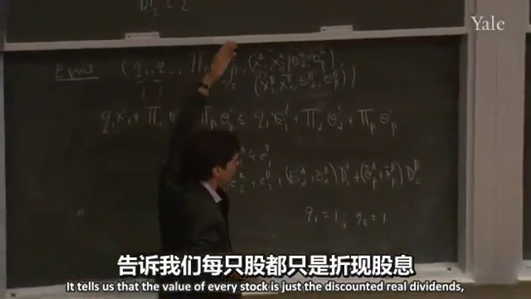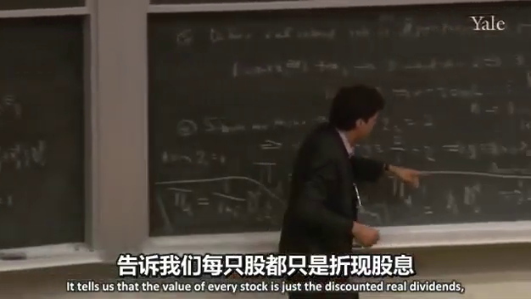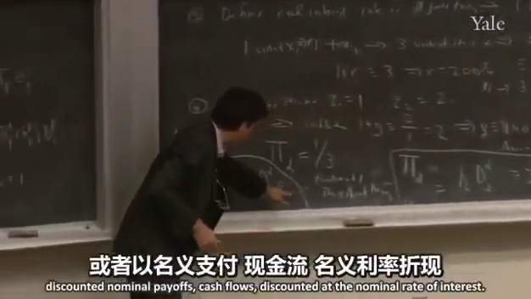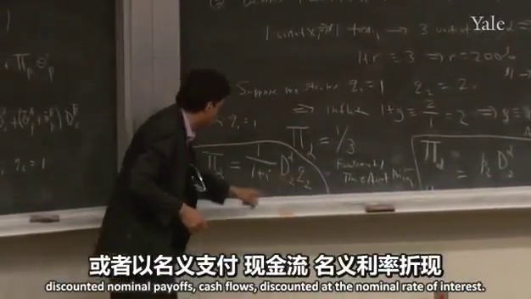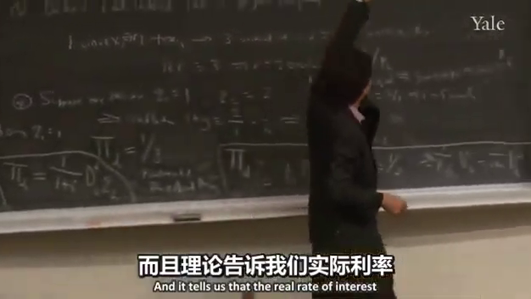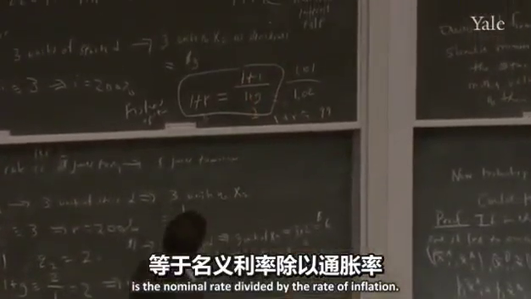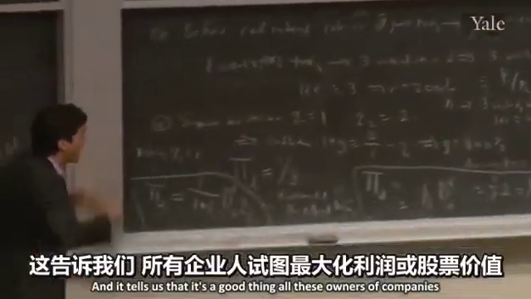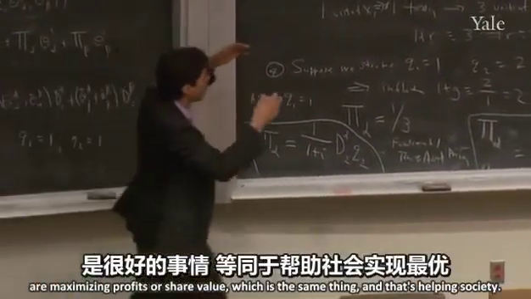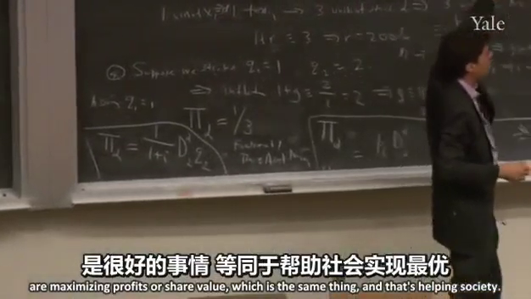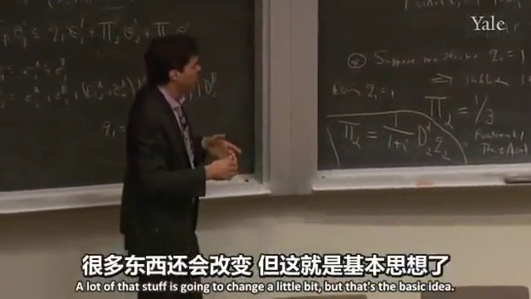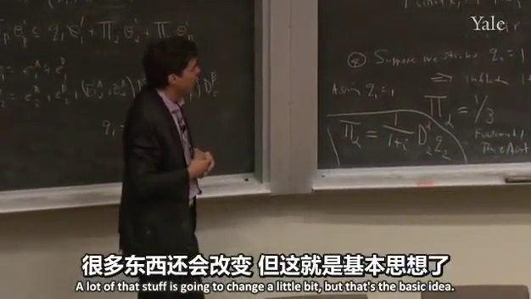It tells us that the value of every stock is just the discounted real dividends discounted at the real rate of interest, or the discounted nominal payoffs, cash flows, discounted at the nominal rate of interest. And it tells us that the real rate of interest is the nominal rate divided by the rate of inflation. Okay? And it tells us that it's a good thing all these owners of companies are maximizing profits or share value, which is the same thing, and that's helping society. Okay, so that's the Fisher lesson. A lot of that stuff is going to change a little bit, but that's the basic idea.